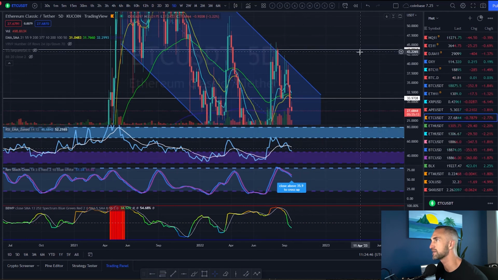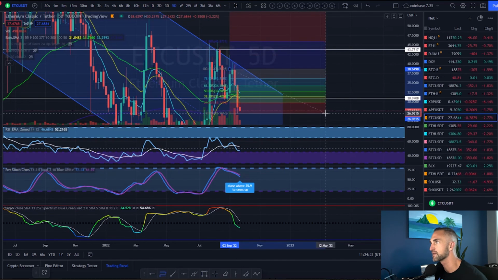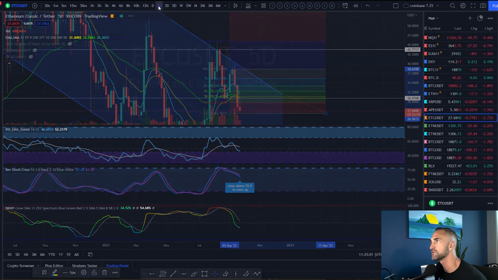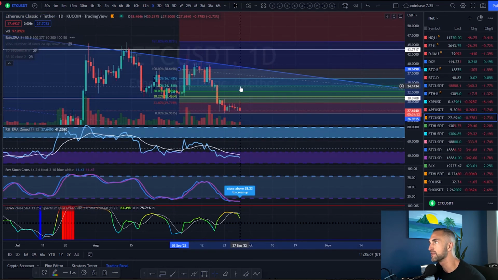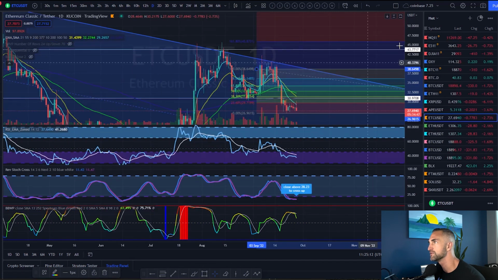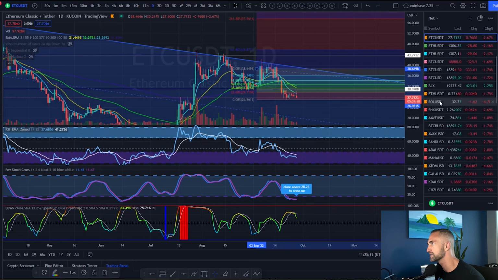So where does invalidation come? On the 5-day time frame, well, let's say we get a bounce from here. It's above the 618 at 34.21. If we do start closing even a 2-day above there, even a daily above there, I would be looking for this one to head back to the top side of the range at a minimum. So big rejections on all the major coins.